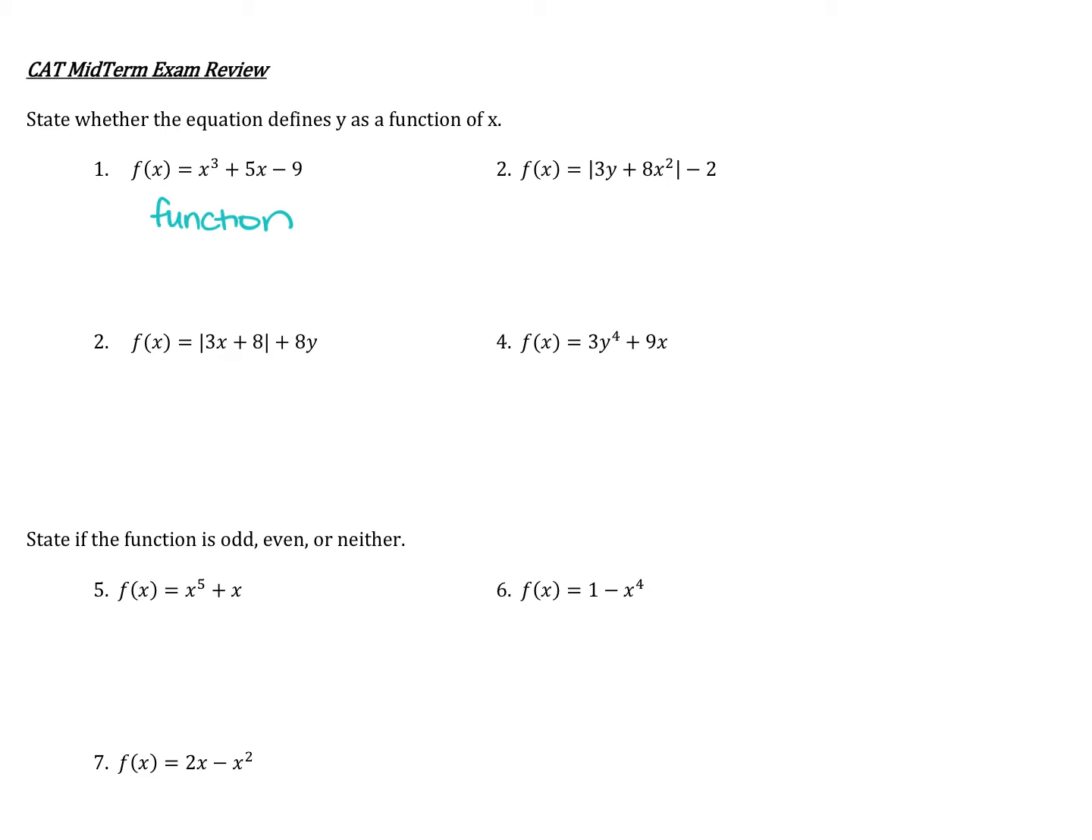For number 2, you have f of x is equal to the absolute value of 3y plus 8x squared minus 2. Because that y is inside the absolute value bars there, it is not a function.